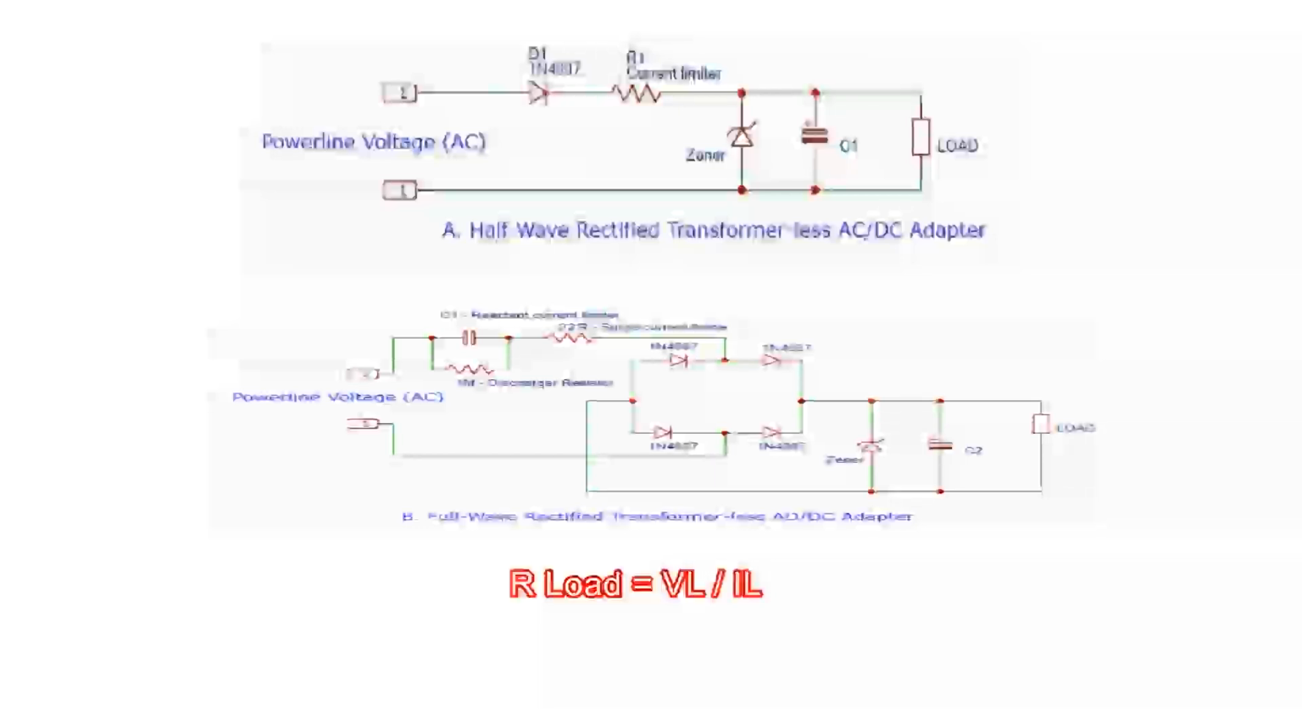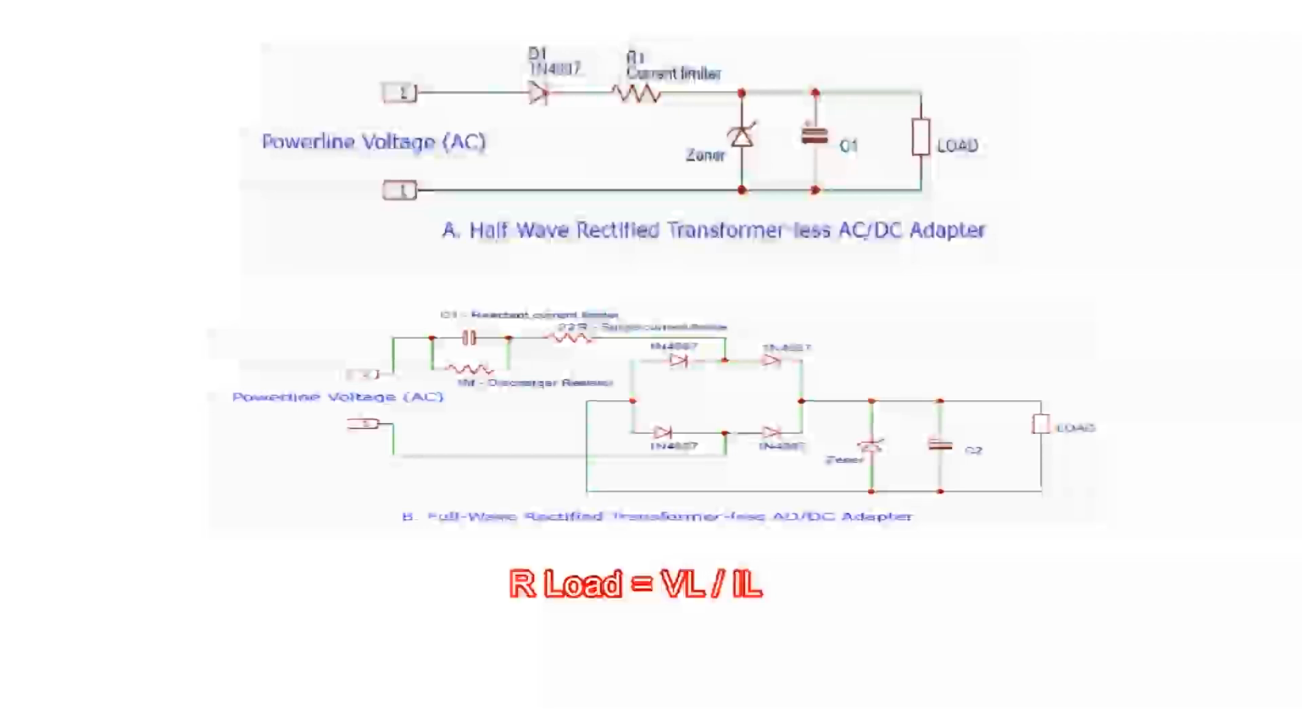Full-wave rectified transformer-less power supply circuit. The circuit of the full-wave rectified version shown in the figure is constructed by replacing the single diode half-wave rectifier with full-wave rectifier diodes, and replacing the R1 resistive current limiter with the reactive current limiter C1. The position of the current limiter is also moved from after the rectifier to before the rectifier.